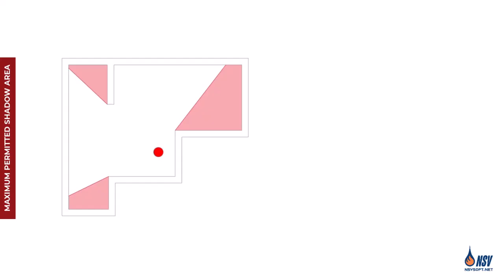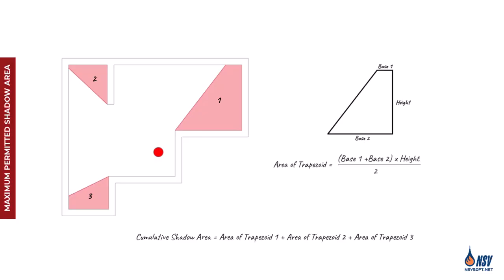To calculate the shadow area of the residential sprinkler shown in the figure, first determine the area of each trapezoid, and then add them together. To find the area of a trapezoid, add the length of base 1 to base 2, multiply that sum by the height, and then divide the result by 2.